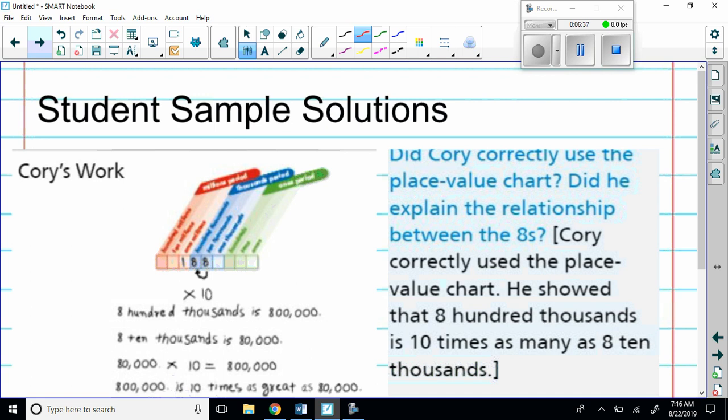Here are a couple examples of student work. The first piece of student work is Corey's work. Corey did something very similar to the way that I solved the problem. Corey wrote out what each of these answers were, the value, and then did a math equation and a sentence like I did to show that relationship. Corey used the place value chart correctly, and he showed that 800,000 is 10 times as many as 8 10,000s.